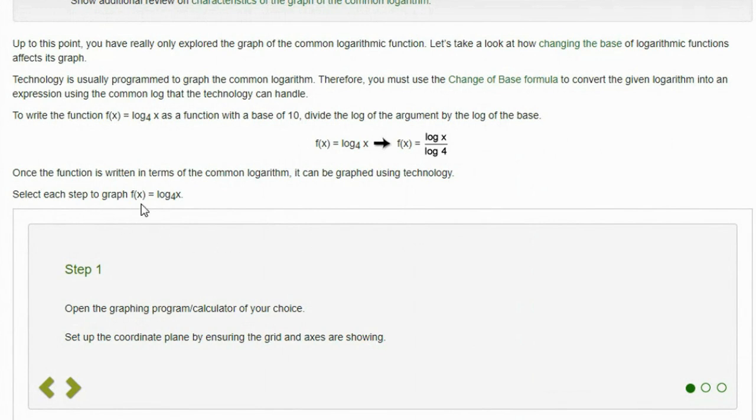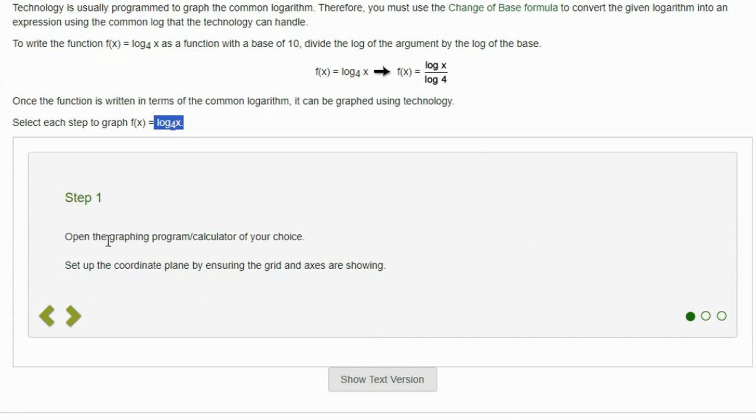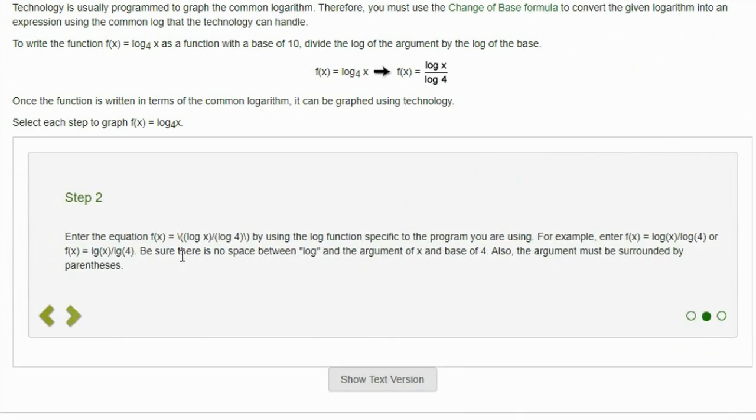So it gives you the steps right here to graph log 4 of x. Like if you have a graphing calculator, this tells you how to do it. Set up the coordinate plane by ensuring you can see the grid and the x and y axis. Enter the equation f of x equals log x divided by log 4. You've got to use some parentheses there to keep it together, using the log function specific to whatever program or calculator you use.